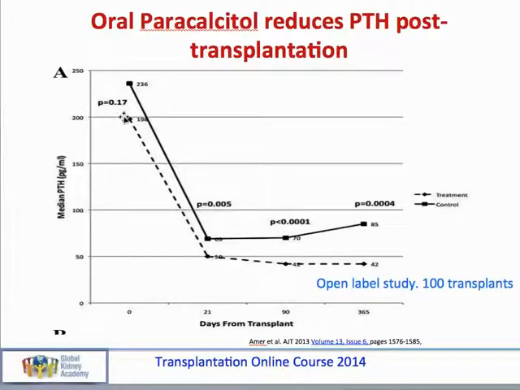And what you can see is that once you give people paricalcitol, which is a vitamin D receptor agonist, you can see the PTH levels fall significantly lower in the treatment group here in the dashed line compared to the solid control group. So evidence that vitamin D lowers parathyroid hormone. Of course, that doesn't tell you whether vitamin D will reduce fracture risk, reduce pain.